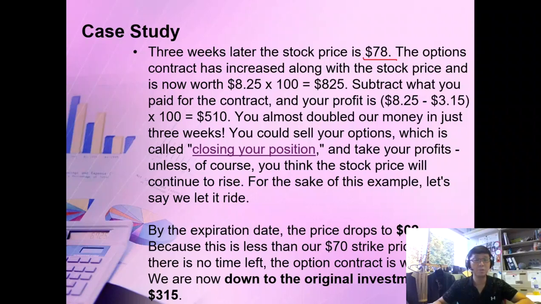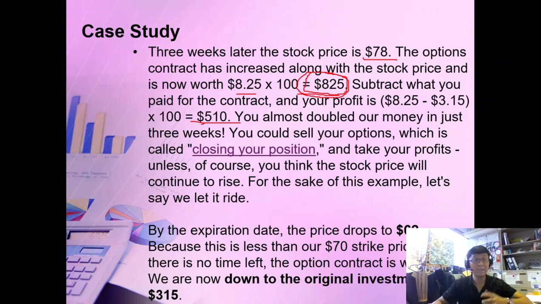right? So when the stock price goes up, naturally the stock options also go up, right? So from $3.15 it went up to $8.25, right? So the stock option will be worth 800 plus. So you subtract that from the contract. Basically, if you're just trading the stock options, the price was $3.15, and then it went up to $8.25.